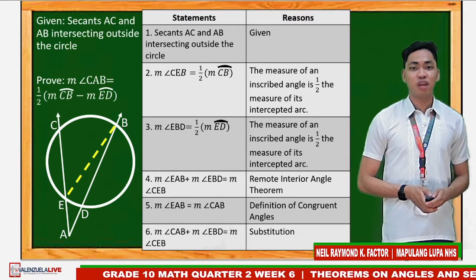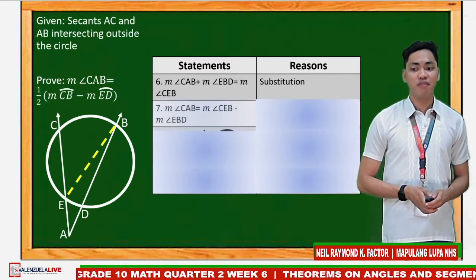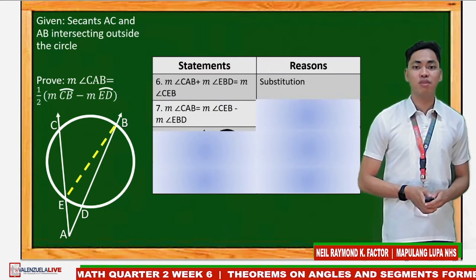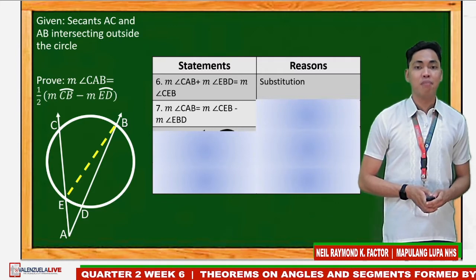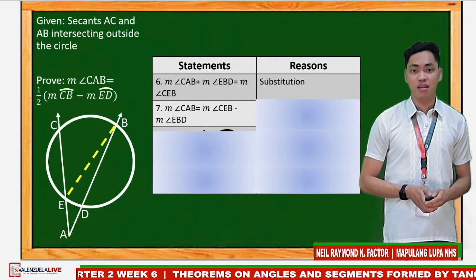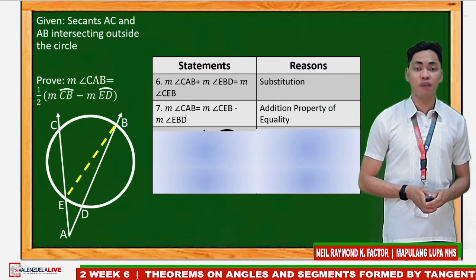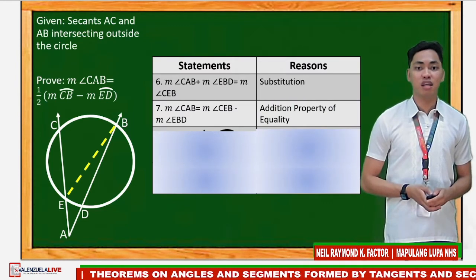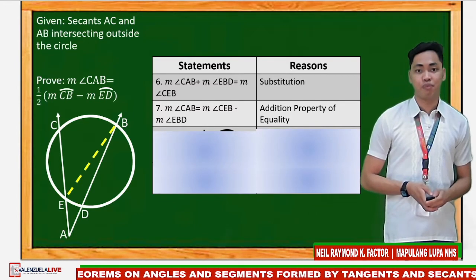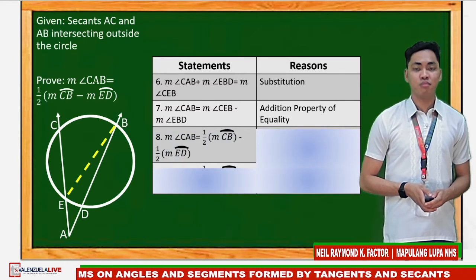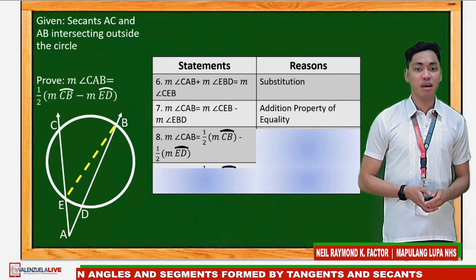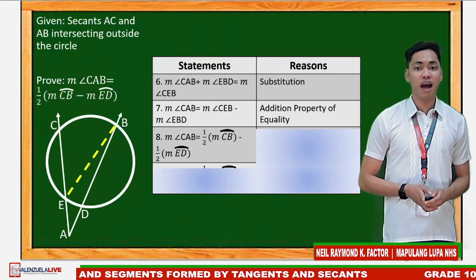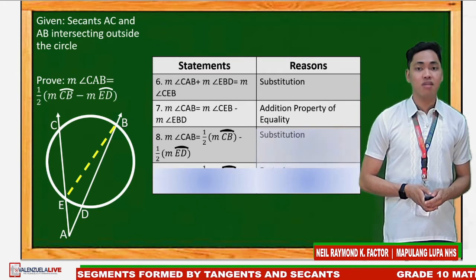Right? So continuing, we have number 7. The measure of angle CAB is equal to the measure of angle CEB minus the measure of angle EBD. This is by the addition property of equality. You just add negative measure of angle EBD to both sides of the equation. Then we have number 8. The measure of angle CAB is now equal to 1/2 the measure of arc CB minus 1/2 the measure of arc ED. This is by substitution.